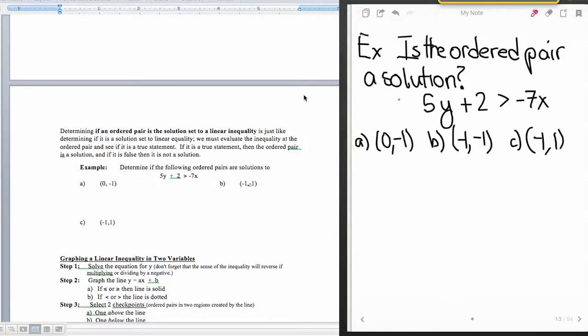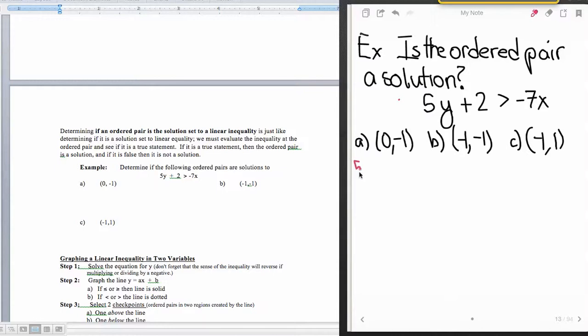All right, this continues our lecture on section 6.6. We're seeing if ordered pairs are solutions to a linear inequality. This is done just like a linear equality in two variables, except now we have the inequality symbol to deal with.